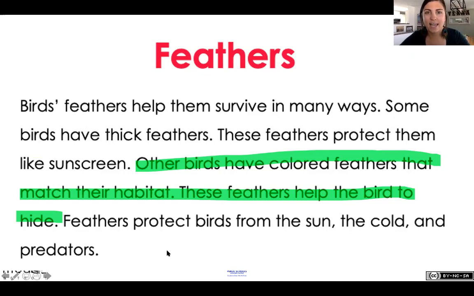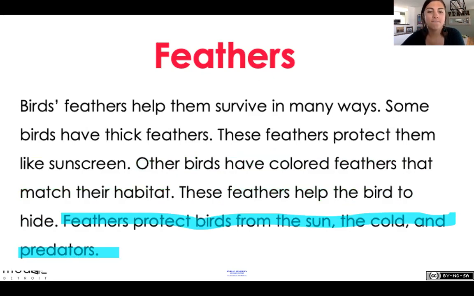All right, so we've identified the topic sentence, the 2 detailed sentences, the 2 more detailed sentences. Now what comes at the end? A conclusion sentence. So let's take a look at our conclusion sentence. Feathers protect birds from the sun, the cold, and predators. So what's funny about this, I did not write this paragraph because it says the cold. It doesn't mention anything in this paragraph about the cold.